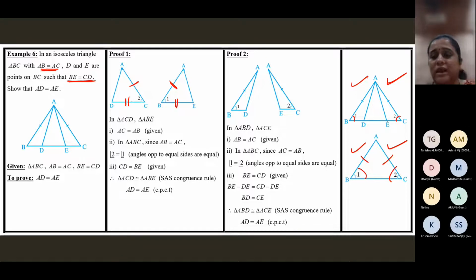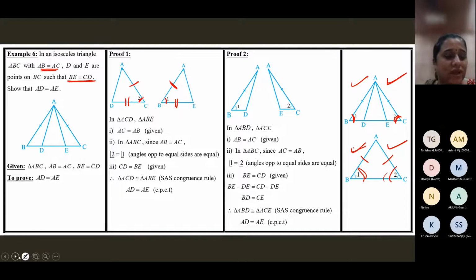I'll have to tell you one more thing, just listen to me. So this is angle 1 and this is angle 2. Mark that here. This is angle 2, and this is angle 1. So see, what have we done? Nothing. We have just used all the information given. Nothing we found on our own, except that angle 1 is equal to angle 2.